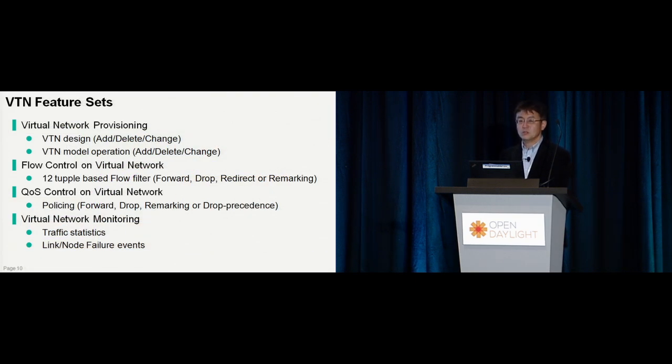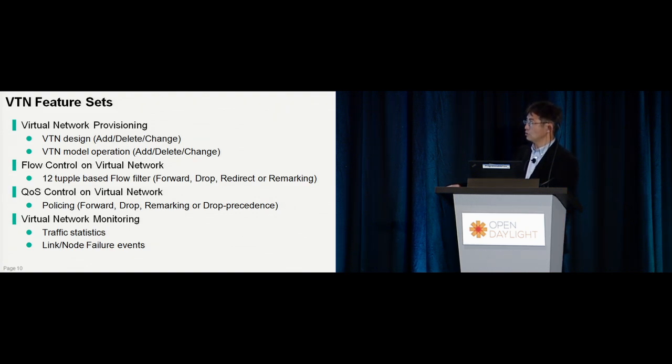Okay. Based on this modeling, VTN provides several feature sets. First of all, you can provision the virtual networks. You can design them with VTN, then add, delete, or change the VTNs. You can also control each component of the model, such as a vBridge or vRouters. Then after provisioning the virtual network, you can control the flows in logical ways.